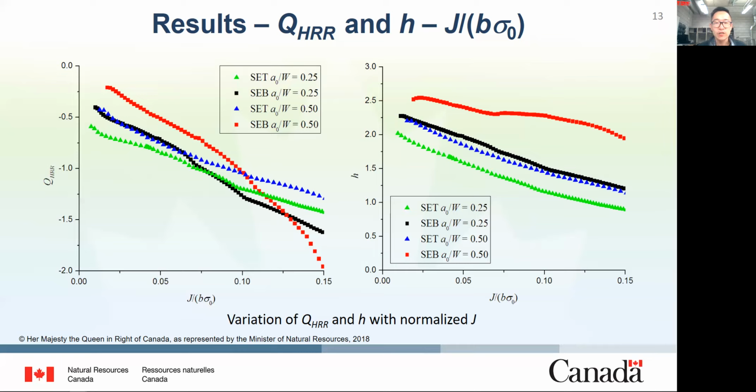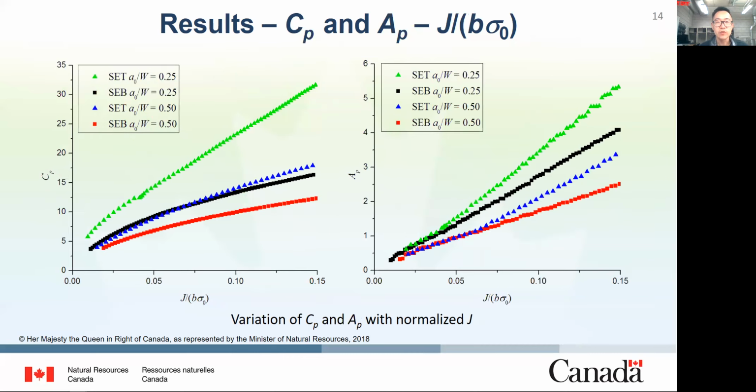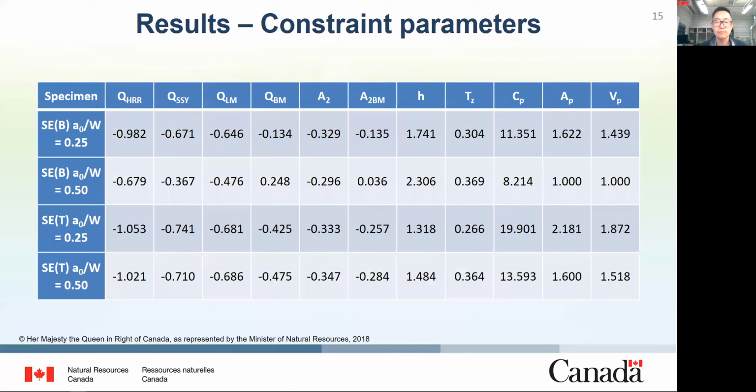Similarly, for the H parameter, deeply cracked SEB specimens have the highest constraint level and the shallow cracked SET specimen has the lowest. The constraint level of shallow cracked SEB and deeply cracked SET are similar. The same trends can be observed for CP and AP parameters as well. This table summarizes all the calculated constraint parameters for all the specimens considered.